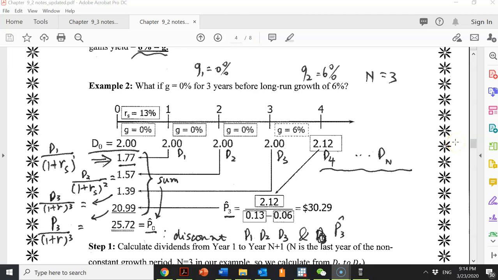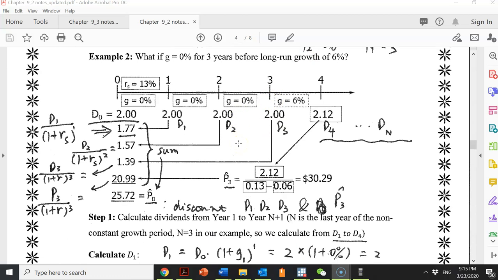Hi class, we're going to continue chapter 9, class 2 in this video, and let's look at our second example in the notes. We're still in the non-constant growth model setting, so we have two stages. In the first stage, our growth rate is 0% for 3 years. In the second stage, we have 6% as our constant growth rate, G2.